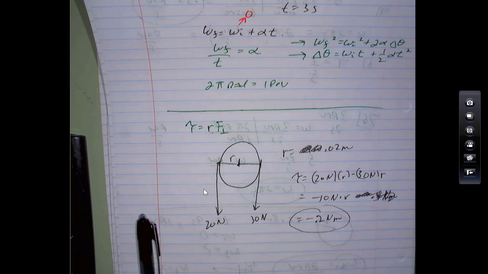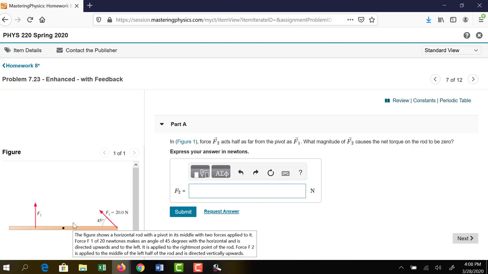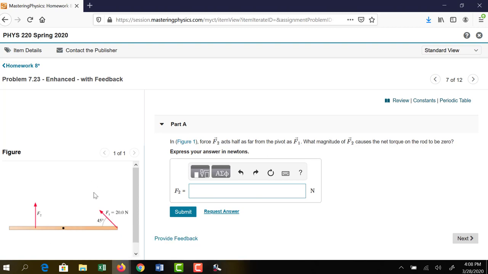Okay, let's look at the next one. In figure 1 over here, force 2 acts half as far from the pivot point as F1. So here's the pivot point. You've got F2 over here, half the distance away, and you've got F1 over here, which is 20 newtons. What magnitude of F2 causes the net torque on the rod to be 0? Zero net torque means it's not going to rotate. So if you've got 20 newtons applied at a 45-degree angle, what does F2 have to be?